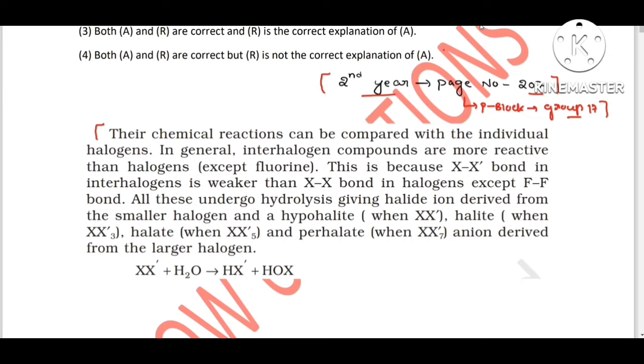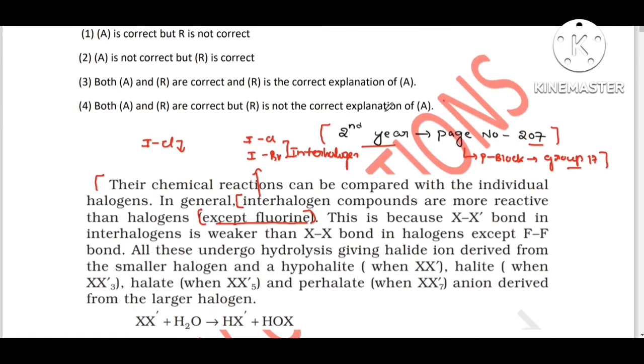Now let us see the concept here. Their chemical reactions can be compared with the individual halogens. In general, interhalogen compounds are more reactive than halogens, except fluorine. Interhalogen compounds means I–Cl, I–Br, and so on. In the above question, they gave I–Cl. This is an interhalogen compound. That's why we conclude that interhalogen compounds are more reactive than halogens, except fluorine.